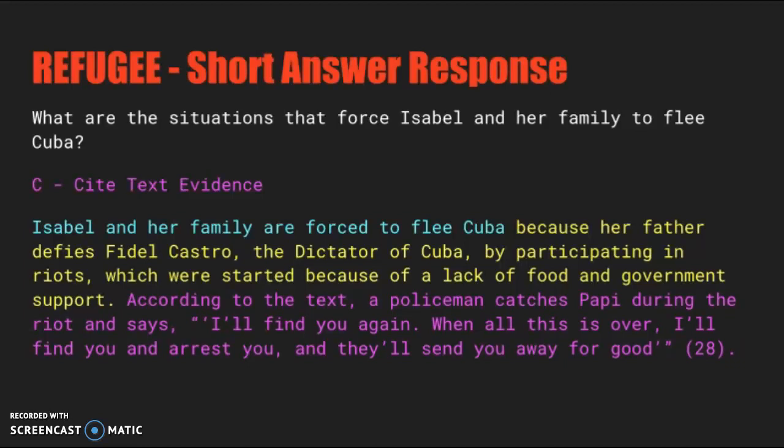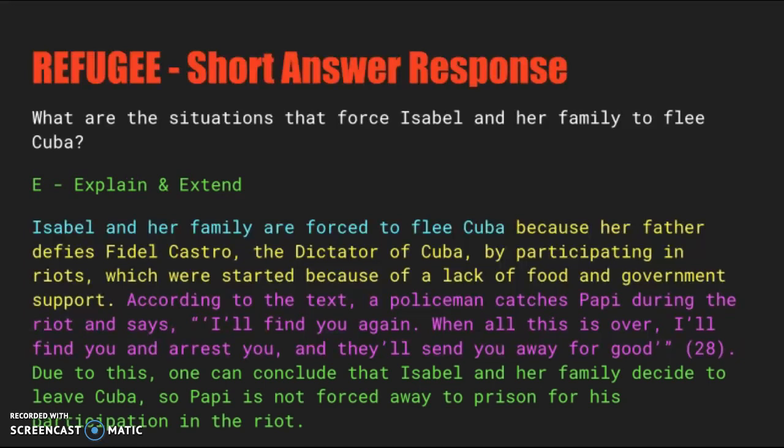So that last part right there shows me that Poppy and the policeman are having conflict during the riot, and then it also tells me why her father is having to leave Cuba, because he's involved in this conflict, and he's going to be arrested and sent to prison for life if he and his family do not flee. So there, that gives me the information that I need to support my answer that Poppy is involved in a riot, and that is why they have to leave due to the government of Cuba.